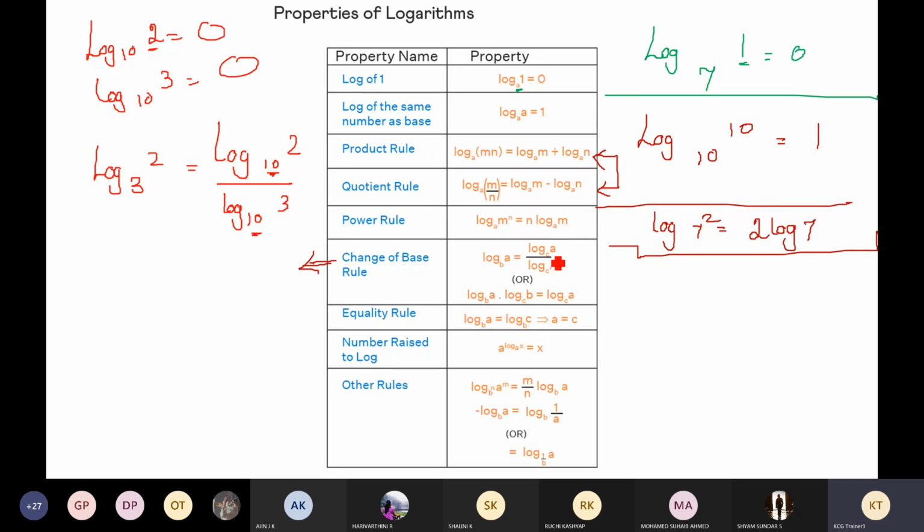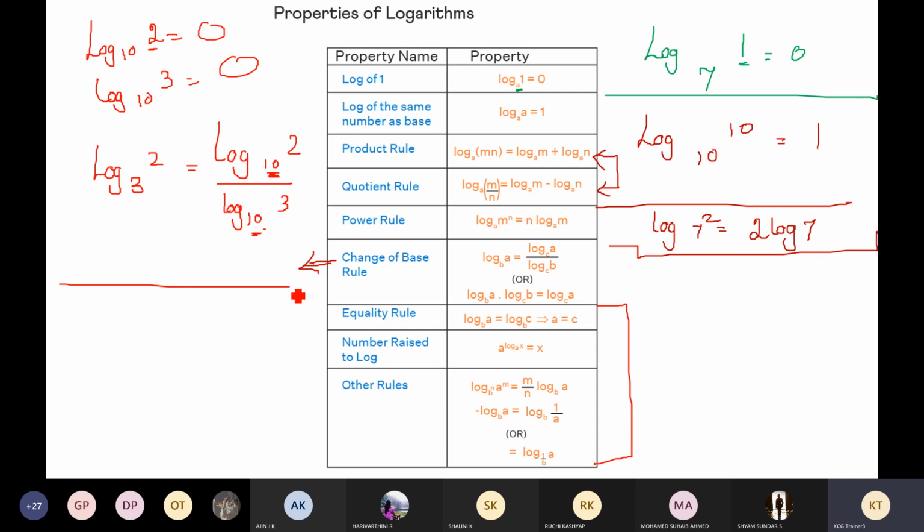See, log a to the base b is equal to log a to the base c divided by log b to the base c. This base should be common. So you know these values here, substituted, you'll get the answer. Okay, done then. And then, so here are the other formulas which you're supposed to be aware of.